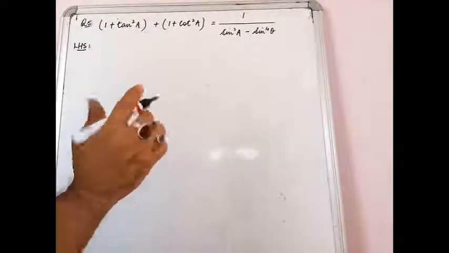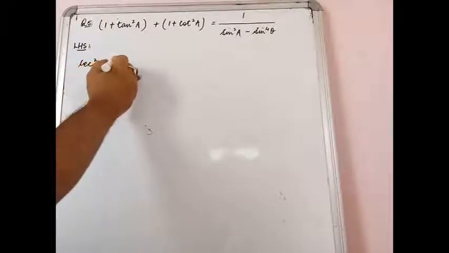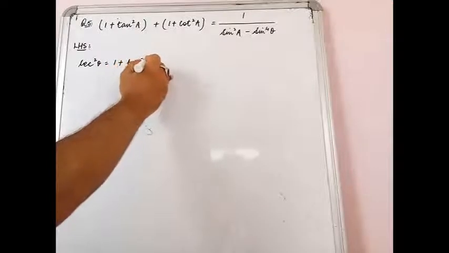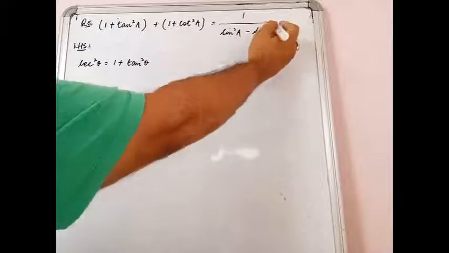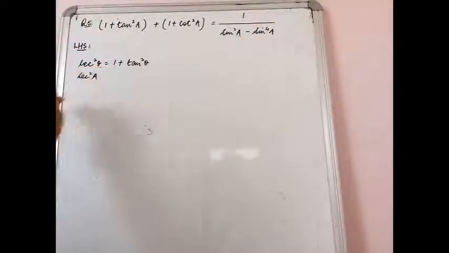If you remember, I had given you an identity, sec square theta is equal to 1 plus tan square theta, or simply you can, if you want, put it in terms of angle A.